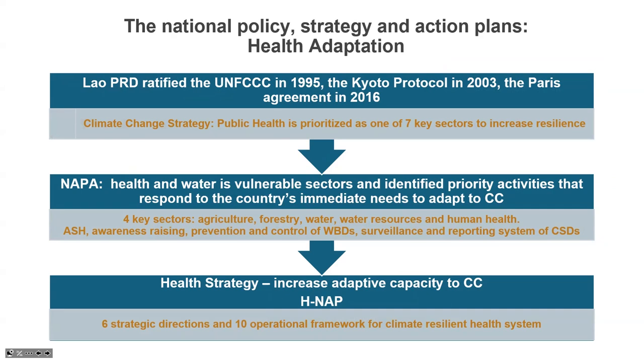Under health, we had the HNAP, the health adaptation plan, which was created and given to the ministry to agree on. In Lao, apart from the Wellcome Trust, we also have the Green Climate Fund, funded through Save the Children from Australia, who have given $26 million to see how best we can improve this process. And for the health side, they added 6 strategic directions and also 10 operational frameworks.